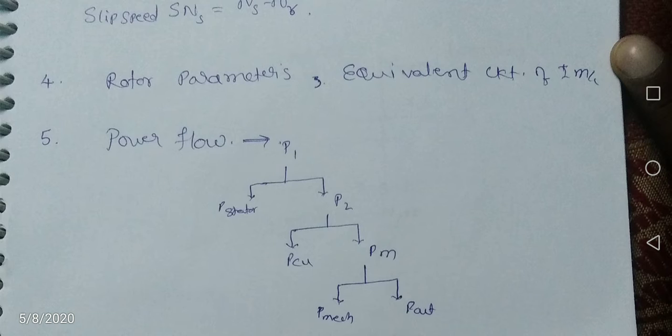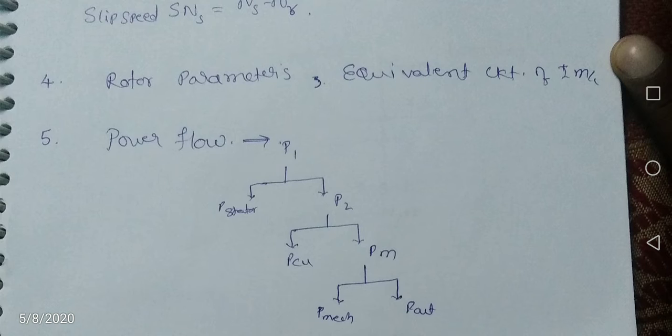rotor stator input. So this P1 is line to line RMS voltage. P1 equal to root 3 VL IL cos phi. So whenever P1 input is given to the stator, then some power is wasted in the stator. That power is called the stator losses, and the remaining power output to the stator, that is called stator output.